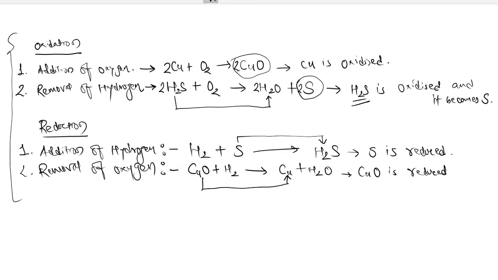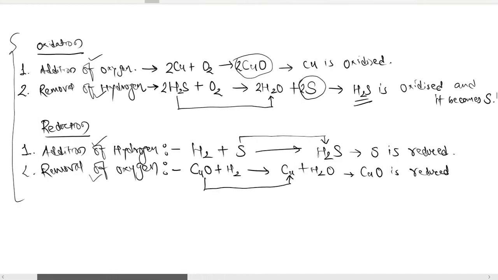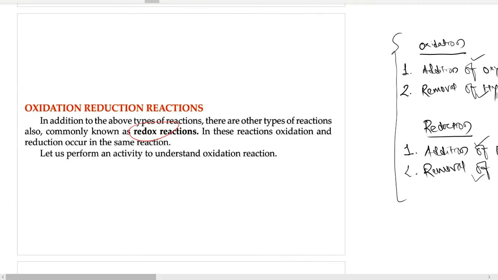Oxidation is a process which is defined as the addition of oxygen or removal of hydrogen. Reduction is the process which is defined as addition of hydrogen or removal of oxygen. Now, what you have to learn is, by looking at an equation, you should know what is happening. Oxidation is happening, reduction is happening, or both are happening.